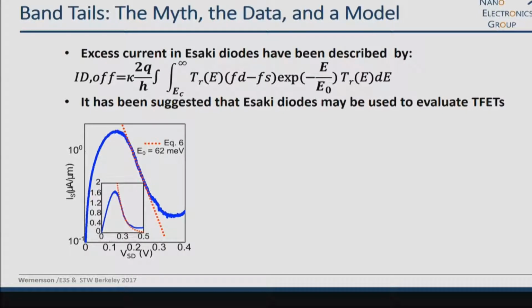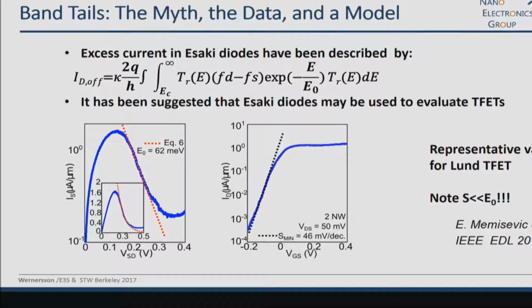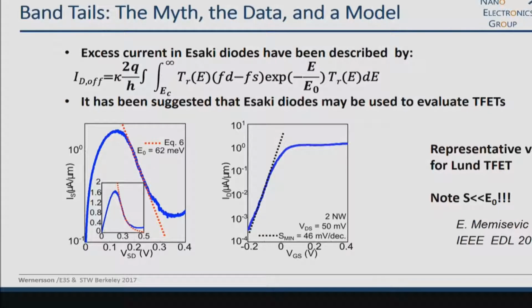So we take a look in the other direction and measure the slope. The slope is 46 millivolts per decade. So now there is a mystery here. We find in most of our devices, or many of our devices, that the slope is lower than the conductance slope.